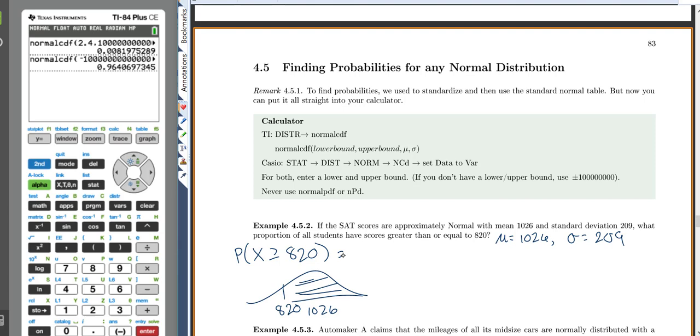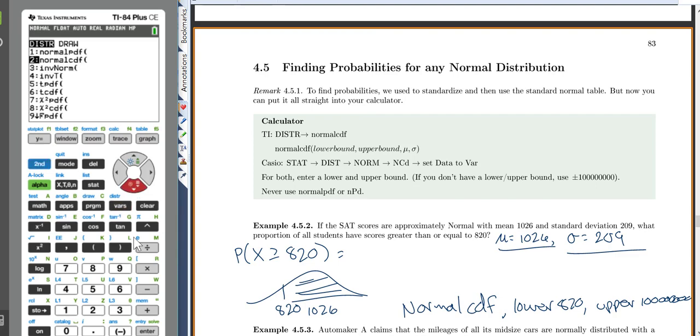Okay, so we're just going to put it in our calculator. We use the normal CDF. We'll do our lower of 820, our upper of like a billion or something really, really big. And here are our mean and standard deviation. So my lower bound again was 820. My upper bound is some ridiculously big number. It's supposed to go to infinity, but we can do a really big number instead. Our mean is 1026 and our standard deviation is 209.